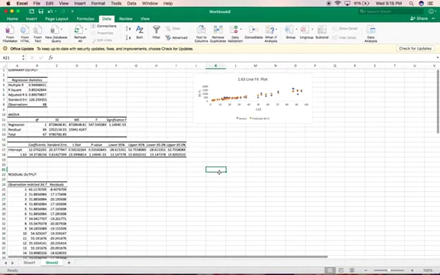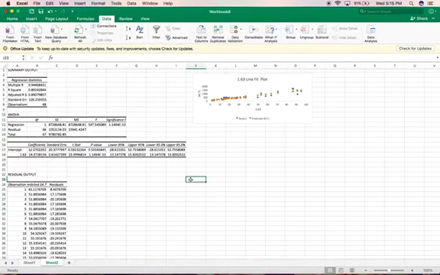Okay, now there's my statistical output. So R square up here is at an 89%. R squared is also called the coefficient of determination. It tells how well the regression model fits the data. It goes from 0 to 100%. We're at 89%, so it fits the model pretty well.